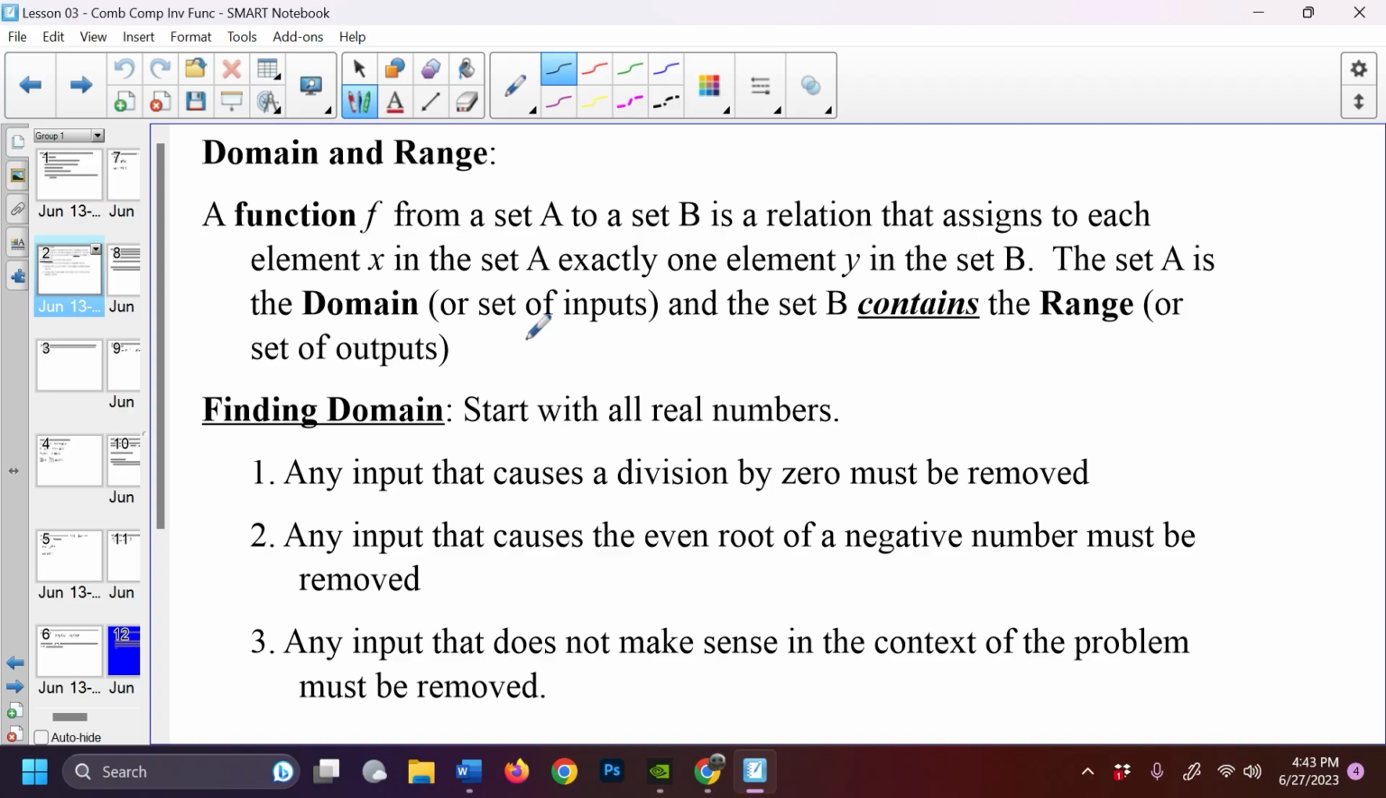Let's get started. Okay, let's start with a couple of definitions. First, a function f from a set A to a set B is a relation that assigns each element x in the set A exactly one element y in the set B. The set A is the domain, or what we call the set of inputs, and the set B contains the range, or the set of outputs. The set B can actually be bigger than the range.